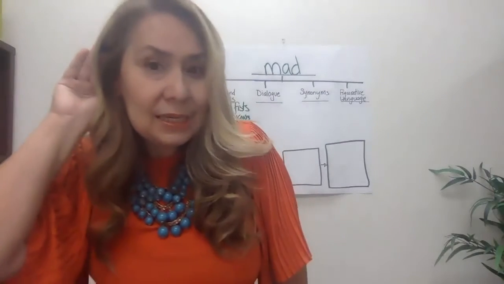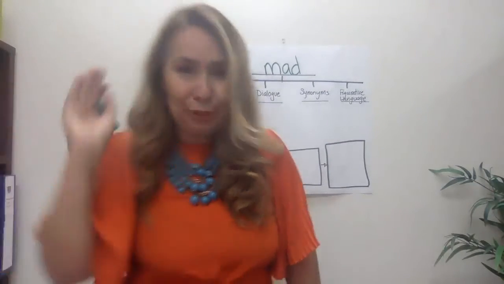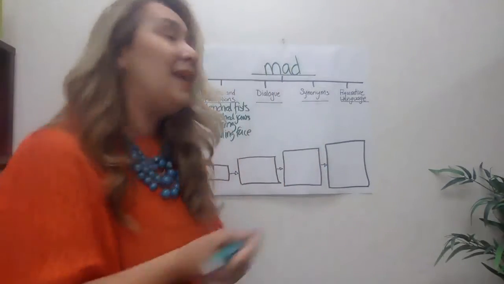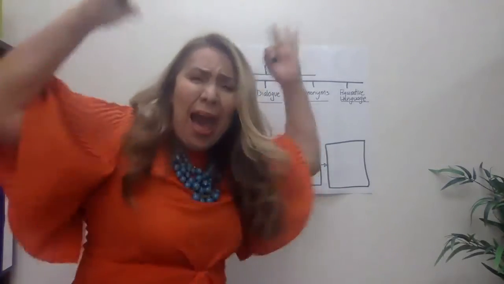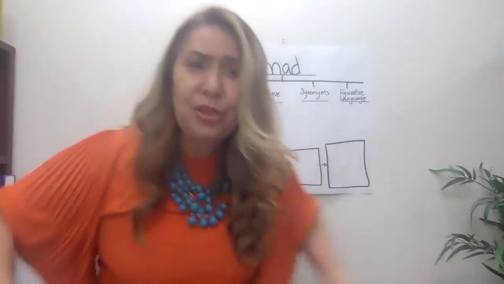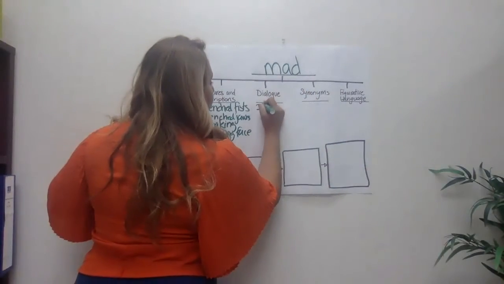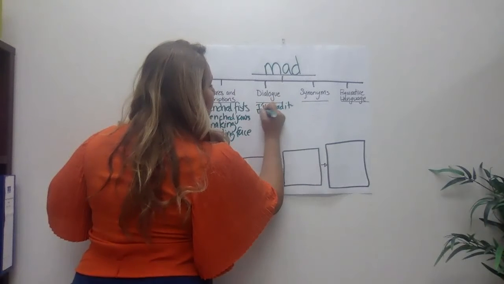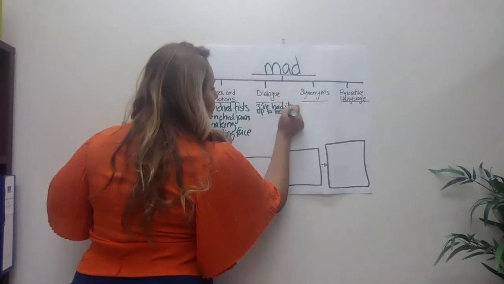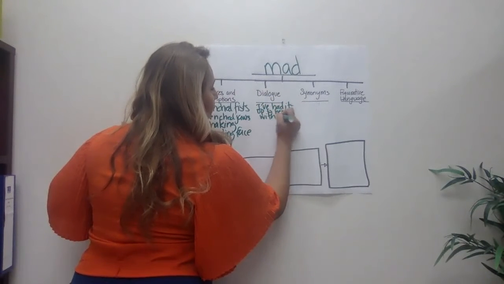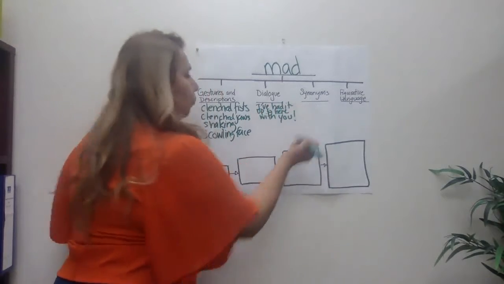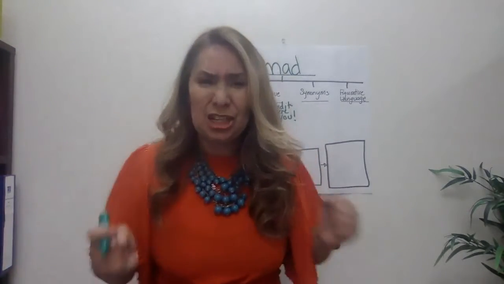Sometimes I could hear it. I can hear people are mad. Sometimes they say, oh my gosh, I've had it up to here with you. I'm done with you. I've had it up to here with you. That exclamation point is because they're yelling.